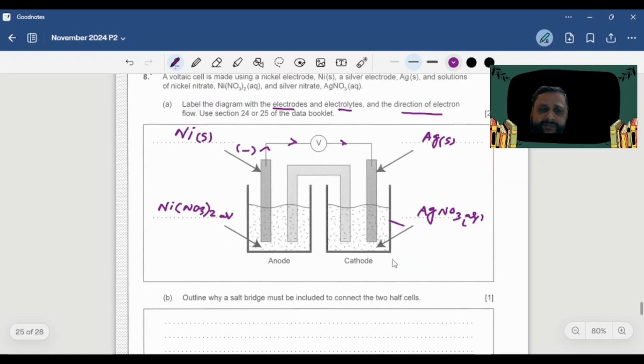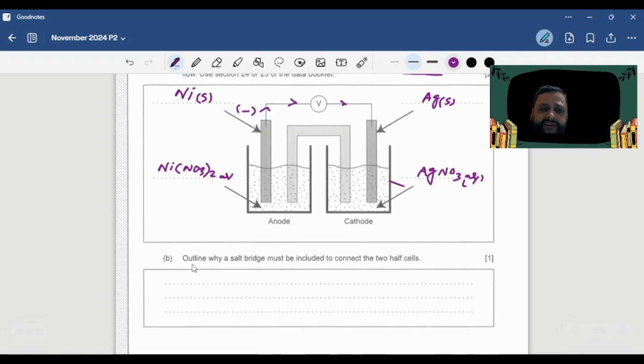Let's move to the next part of the question. Outline why a salt bridge must be included to connect the two half cells. A salt bridge is usually made up of a filter paper soaked in potassium chloride. The function of the salt bridge is to complete the circuit, and that allows the ions to flow.